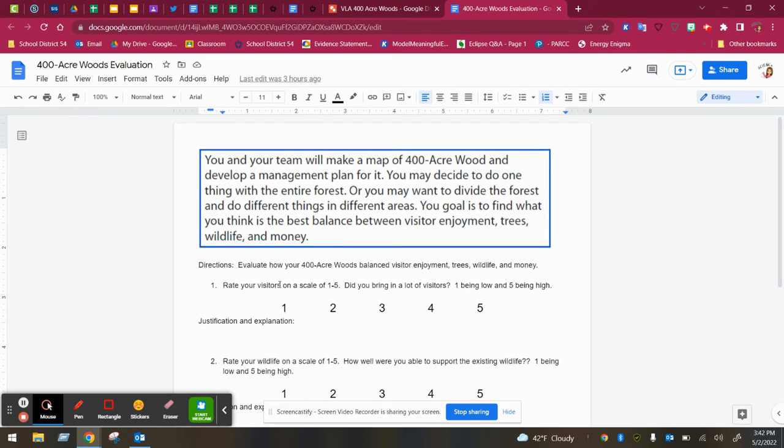So starting with number one, rate your visitors. How did you do? Did you bring in a lot of visitors? One being low, five being high. And then justification and explanation. Why did you give yourself a score of a 4 in terms of your visitors? Or, excuse me, a 1 in terms of your visitors? Okay. So start by evaluating your visitors.